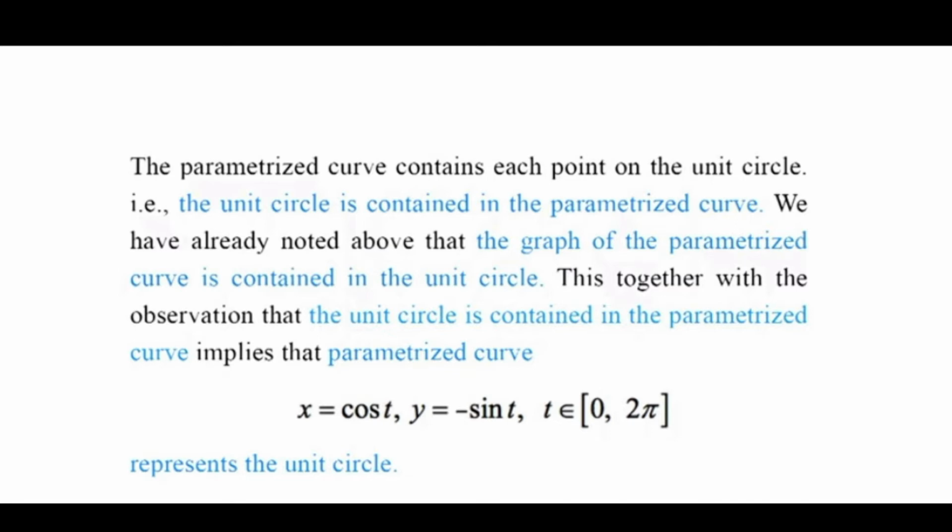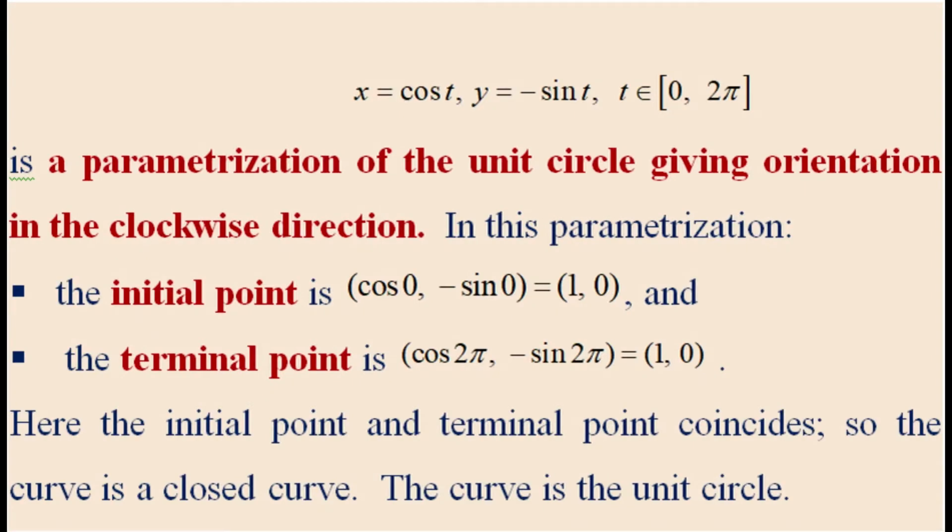We have already noted above that the graph of the parameterized curve is contained in the unit circle. This, together with the observation that the unit circle is contained in the parameterized curve, implies that the parameterized curve x is equal to cos t and y is equal to negative sin t, where t varies over the closed interval 0 to 2 pi, represents the unit circle. In other words, x is equal to cos t and y is equal to negative sin t, where t varies over 0 to 2 pi, is a parameterization of the unit circle giving orientation in the clockwise direction.